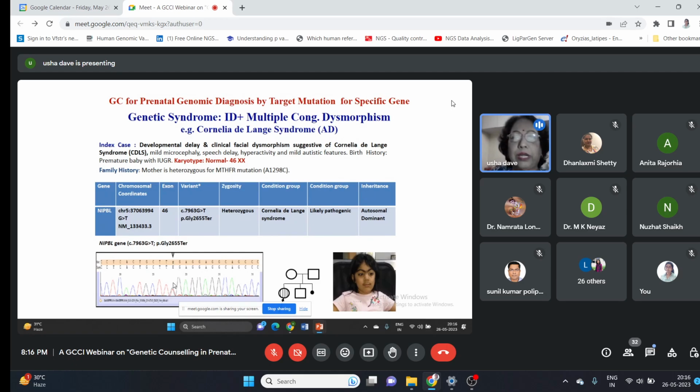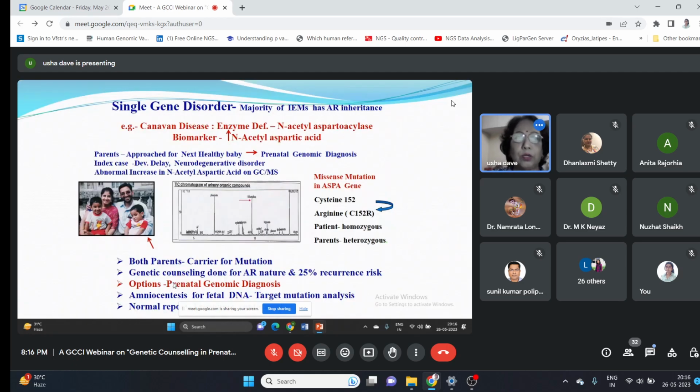So then it is not very expensive. You have chosen here, you don't have to go for microarray, or you don't have to go for the chromosomal whole exome. You can make it cost effective. Okay. Now, single gene disorder. Suppose, how will you tackle the single gene?